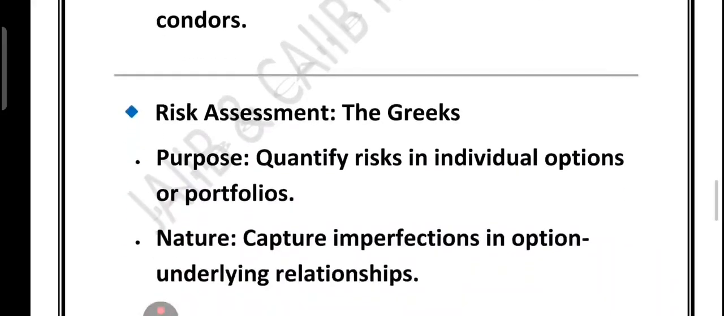Now let's talk about risk assessment. So the Greeks help traders measure risk in an option or portfolio.